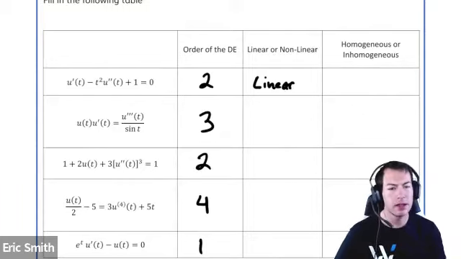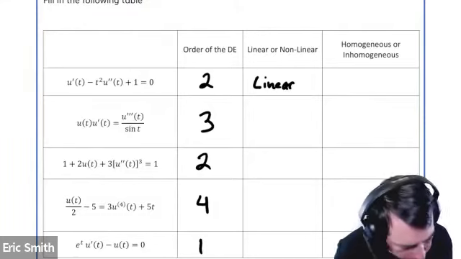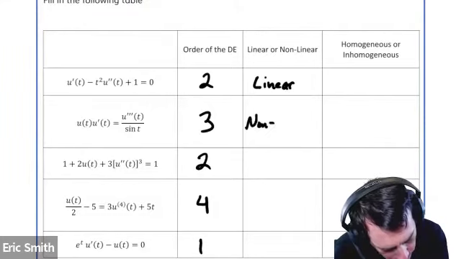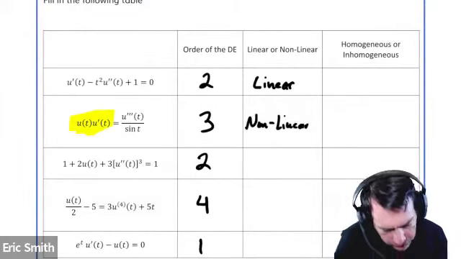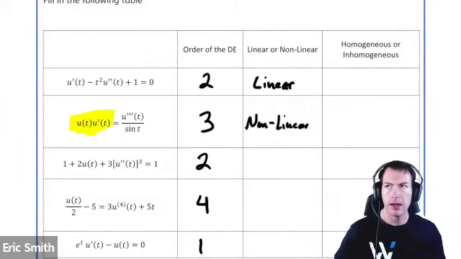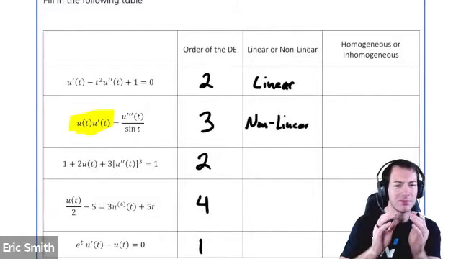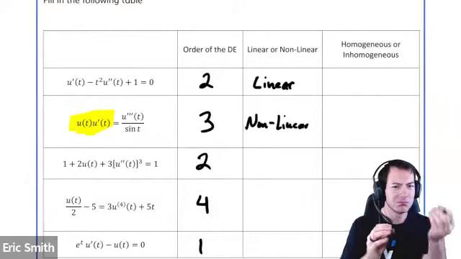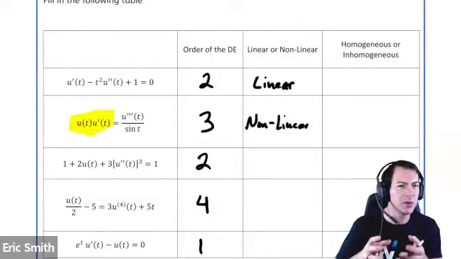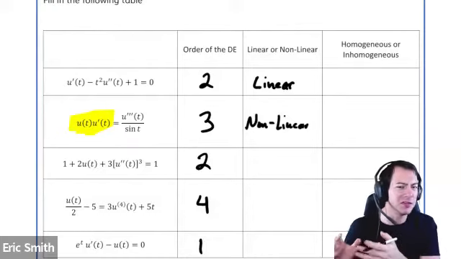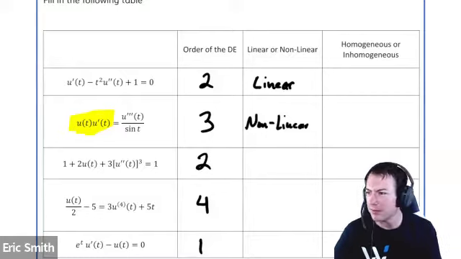Excellent. This one is definitely tricky, but it is nonlinear. And the reason why it's nonlinear is because we have a little bit of an issue with the original function being multiplied by the first derivative. We really only want to see our unknown function raised to a power. It might be multiplied by some function of t, but we don't want it multiplied by a version of itself, of the same u. Very nice.